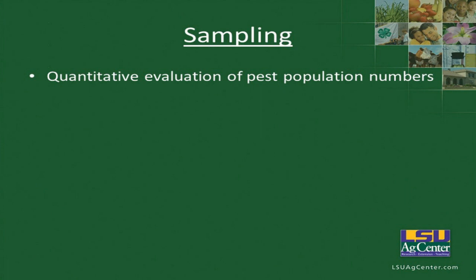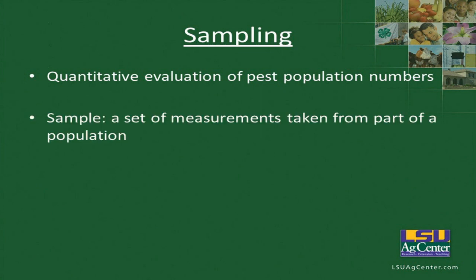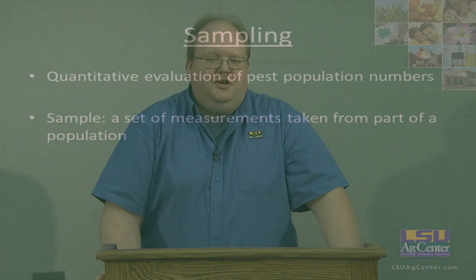Sampling. What is sampling? It's a quantitative evaluation of pest population numbers. We need to be able to get a set of measurements taken from a certain part of a population. So you don't want to sweep the whole field. You don't need to sample the whole location, but we need to be able to sample effectively to be able to understand what pest levels we have throughout that whole field.